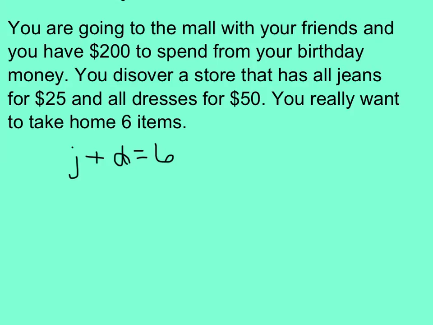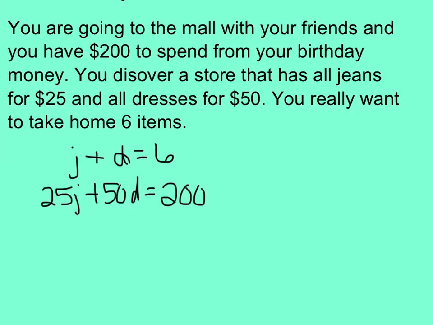I know the cost of the jeans is going to be $25. The cost of the dresses will be $50. And I can't go past $200. So there are my 2 equations. We're going to solve this using substitution. You really wouldn't want to graph this.